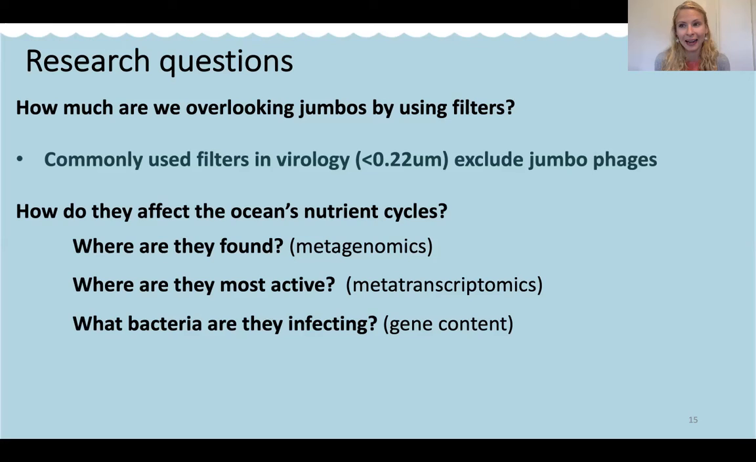Next, we wanted to ask, how do these jumbos matter? And we looked at how they affect the ocean's nutrient cycles in a few ways. First, we looked at where they are found based on which metagenome samples they were found in from that Tara Oceans data set. And then we looked at where they are most active, and we used metatranscriptome data for this. Metatranscriptomes is a fancy word for the gene expression data of all organisms in a sample. So the higher the gene expression of an organism, the more active we proxied that organism to be. And then we looked at what bacteria these jumbos might be infecting based on what genes they have.